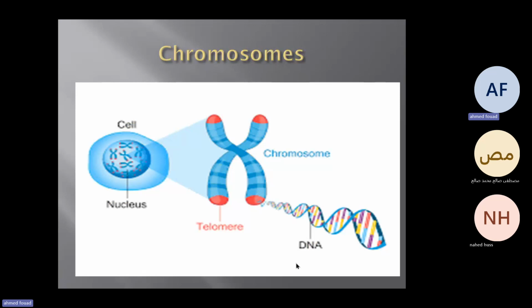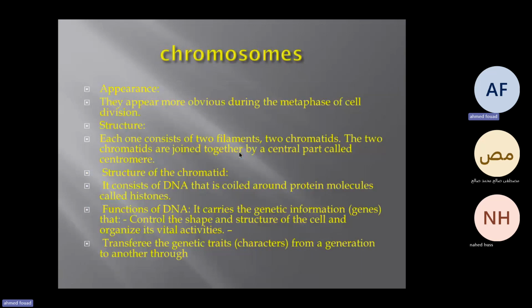The chromosome, as we know, appears during cell division, and each chromosome consists of two chromatids linked together by a small round body called the centromere. Each chromosome consists of a molecule of nucleic acid, which is DNA, surrounded by protein called histone. So each chromosome consists of two chromatids joined together by a central part called the centromere. The chemical structure of the chromosome is DNA surrounded by protein called histone.